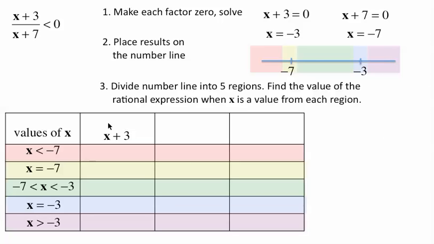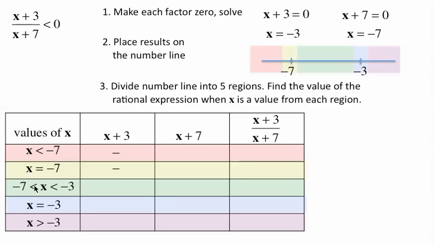So we're going to look at the value of x plus 3 when x is less than negative 7. For example, you would take any number less than negative 7, like negative 8. Negative 8 plus 3 is negative 5, so the result is negative. We're just looking at whether the result is positive, negative, 0, or undefined. In this case, it's negative. What about when x is equal to negative 7? Negative 7 plus 3 is negative 4, so the result is negative.